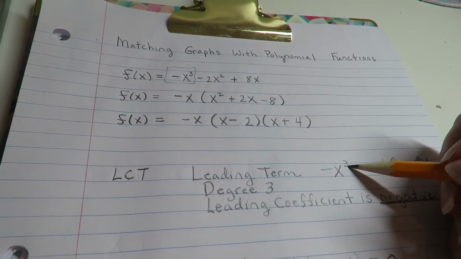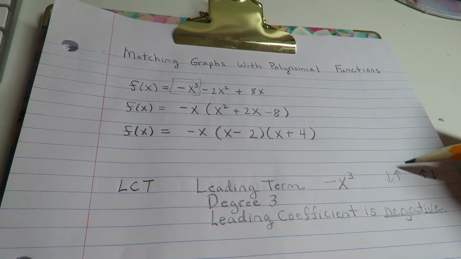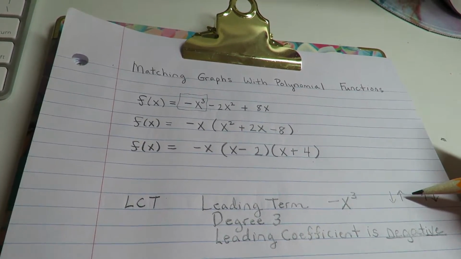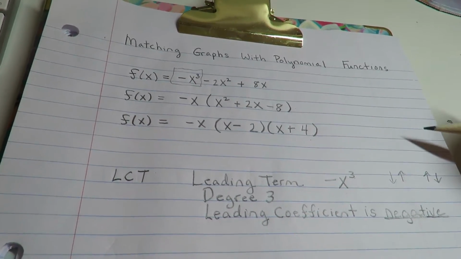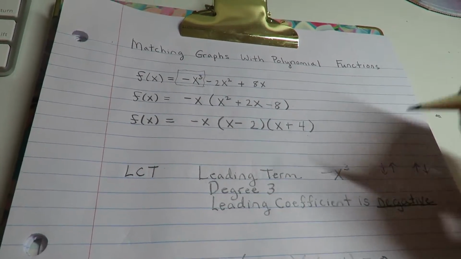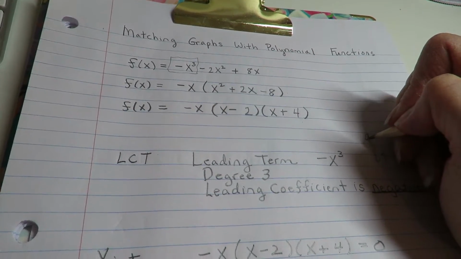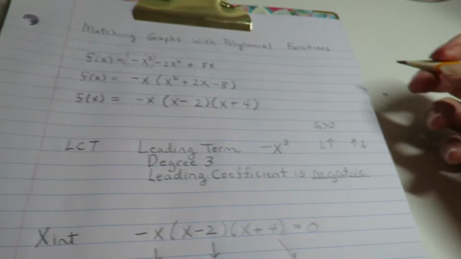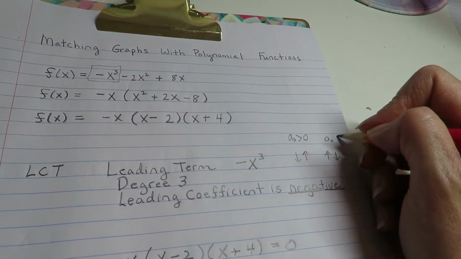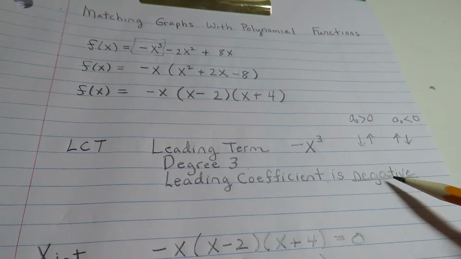Now, if it's an odd degree, a 3, a 5, a 7, the ends of the graph go in opposite directions. So it's either going to be down, up, or up, down. The difference is that if it goes down, up, it means that the leading coefficient is positive. If it goes up, down, it means that the leading coefficient is negative.